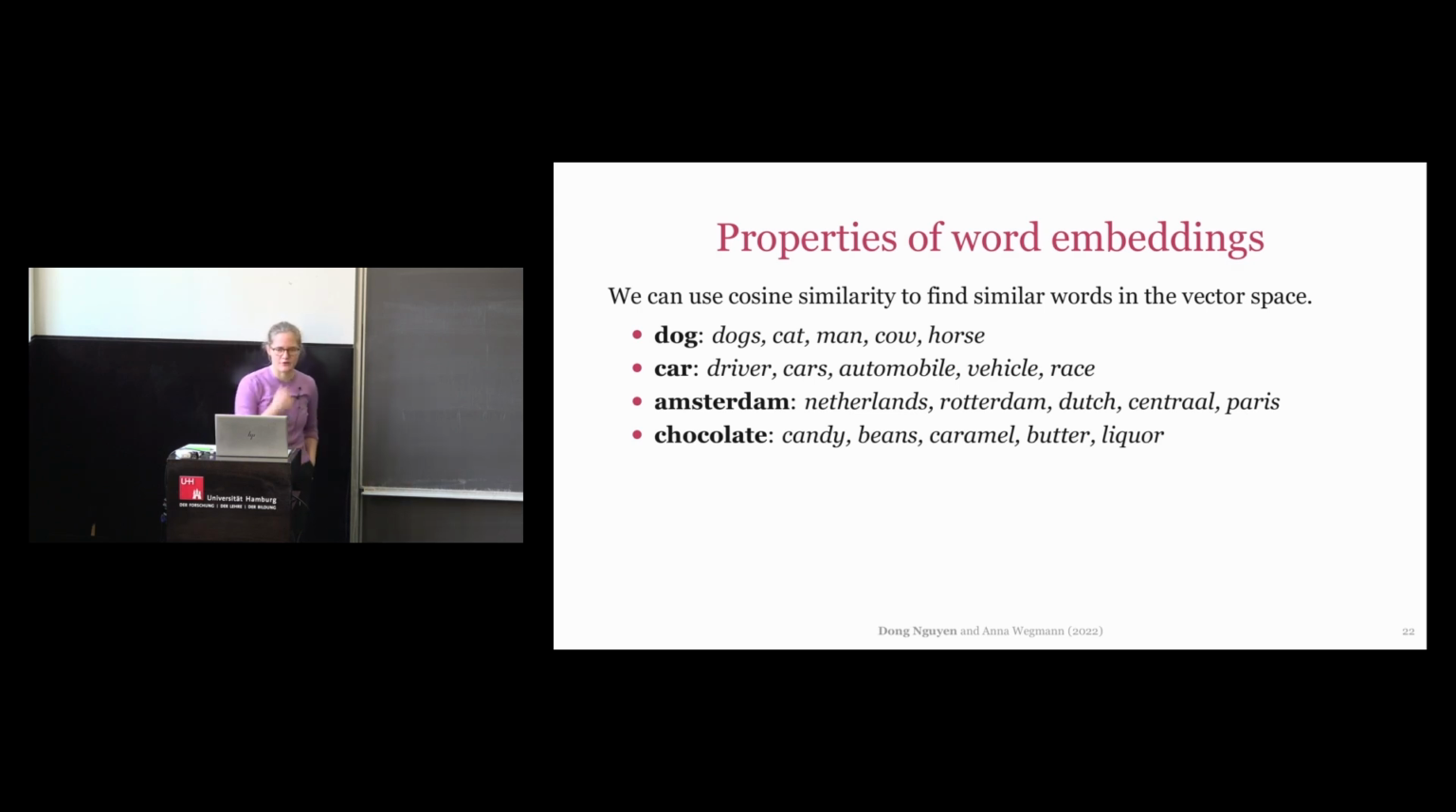Yeah, so now you have word embeddings, which are vectors in space, and now you can do all kinds of fun things, right? You can find the words that are close to it in the vector space, because now you have a number, you can just look around, have some distance metric, for example, cosine similarity, and look around. So, for example, for dog, you might find a close word is dogs, cat, man, cow, and so on. For Amsterdam, you might find the Netherlands, Rotterdam, Dutch, maybe Utrecht, right?